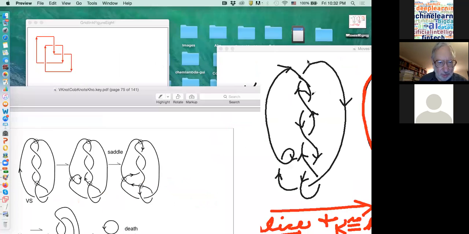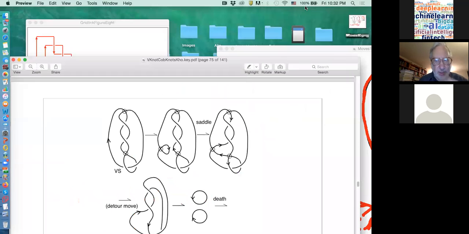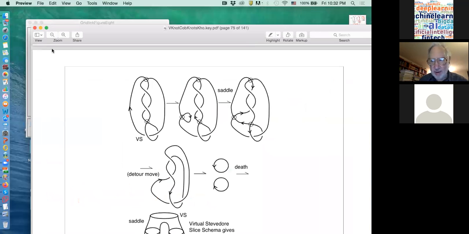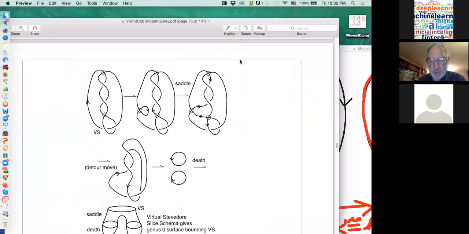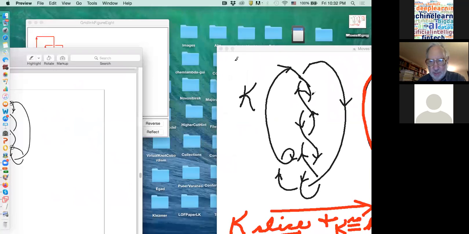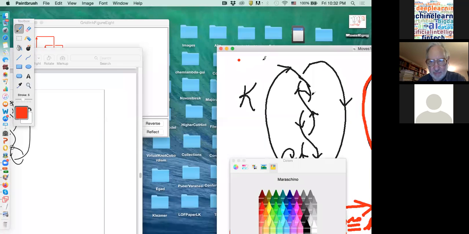Where's the slideshow? There it is. Here it is. This knot here happens to be called the stevedore knot. At least that's what Fox called it.